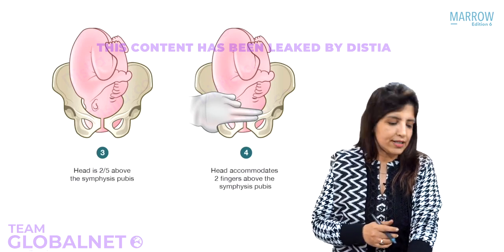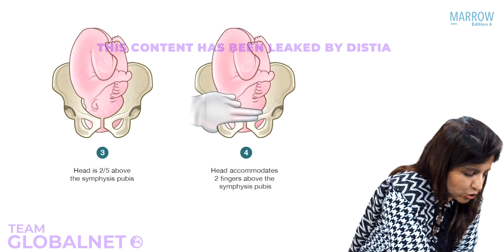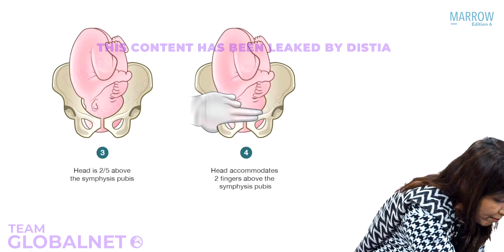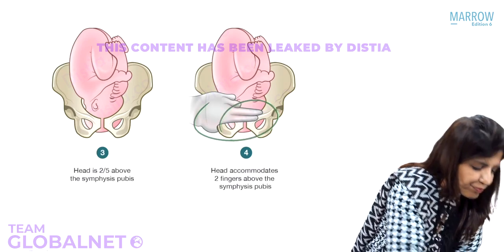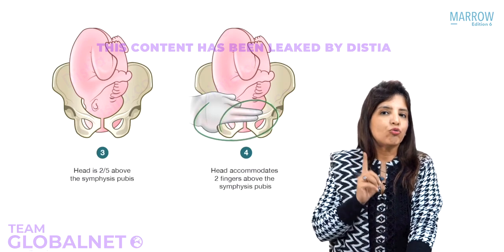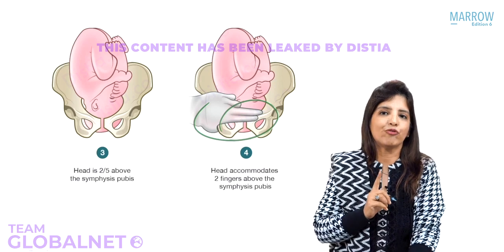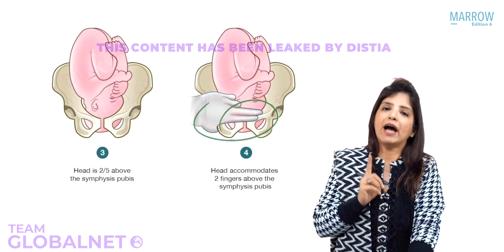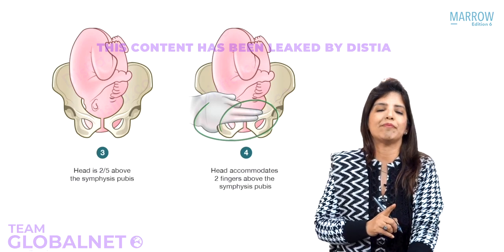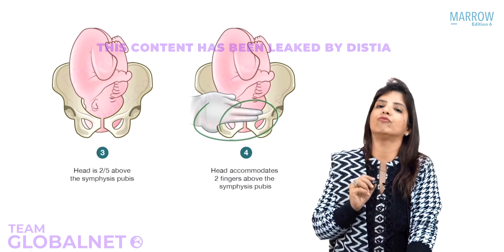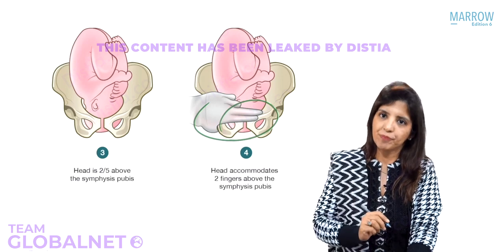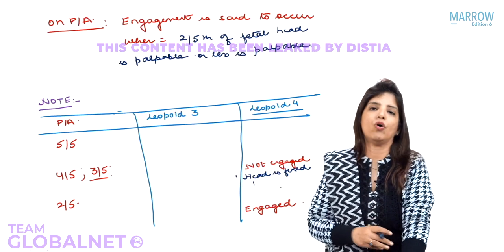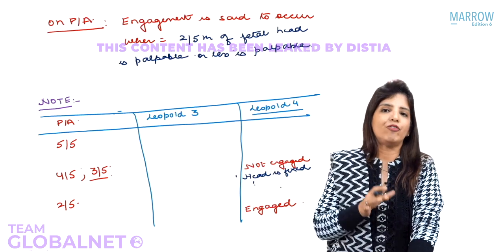How many fingers are you using here to palpate? So you are using 2 fingers to palpate, right? Only 2 fingers are being used to palpate the fetal head. That means 2/5th of the fetal head is palpable. And when 2/5th of the fetal head is palpable, that means the head of the fetus is engaged. Clear? Okay.